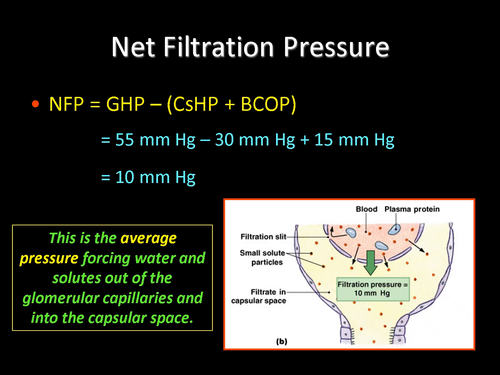The net filtration pressure, NFP, therefore equals the glomerular hydrostatic pressure minus the sum of the 2 opposing pressures: capsular hydrostatic and blood colloid osmotic pressures. The average pressure entering the glomerular capillaries is 55 mm Hg, minus the average capsular hydrostatic pressure, 30 mm Hg, plus the blood colloid osmotic pressure, 15 mm Hg. This equals a net filtration pressure of 10 mm Hg. This is the average pressure forcing water and solutes out of the glomerular capillaries and into the capsular space.